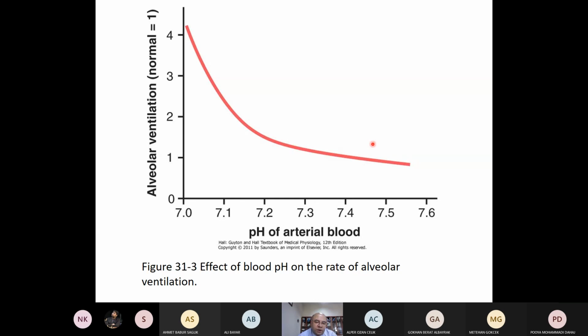In this graph, you see the arterial pH change when alveolar ventilation changes, okay? When the alveolar ventilation goes down, pH value goes up. There is a negative correlation between alveolar ventilation and pH. When alveolar ventilation increases, the pH will be decreased, okay? There is a negative correlation here.